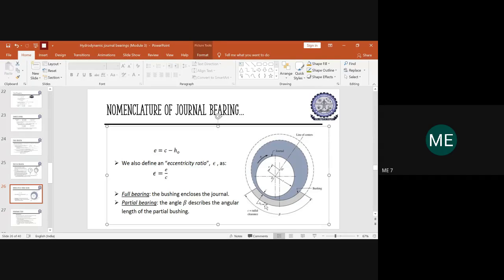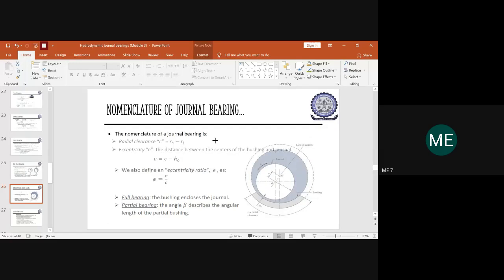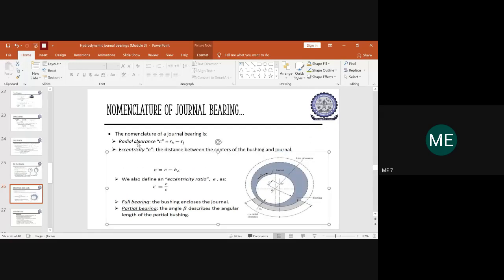Right, so this is the radial clearance that we are talking about. The radial clearance gives you the difference between the radius of the bearing and the radius of the journal. So this is the radius of the journal, and this is the radius of the bearing, sorry, this is the bearing and this is the journal. So this is the radius of the journal, right? And then you have the radius of the bearing also.